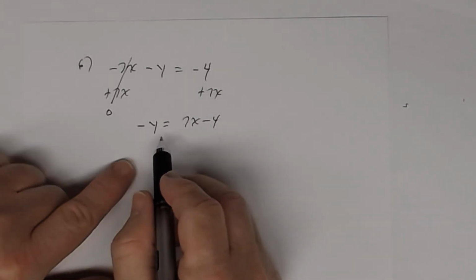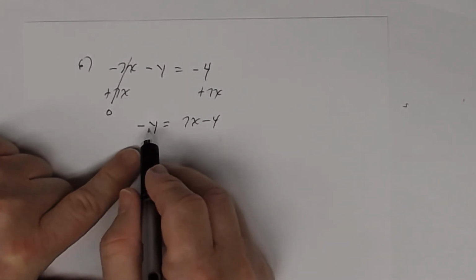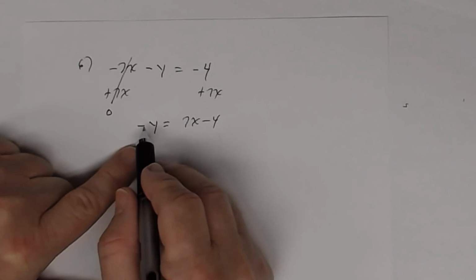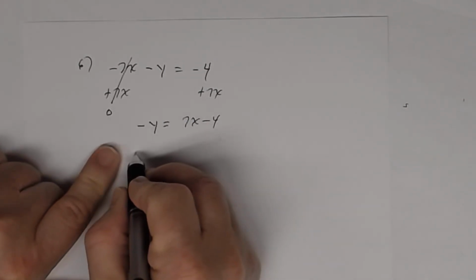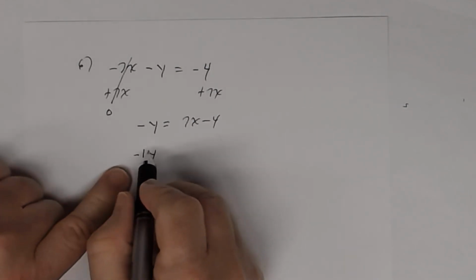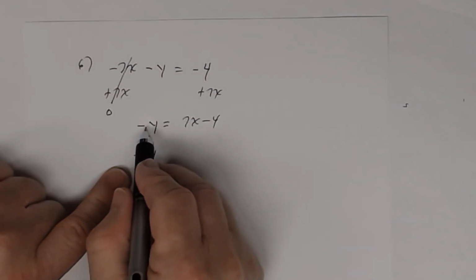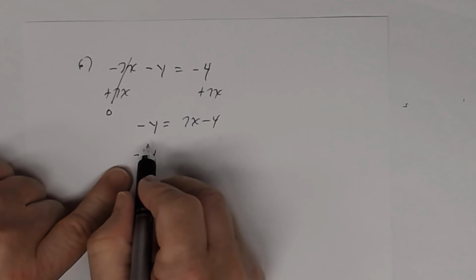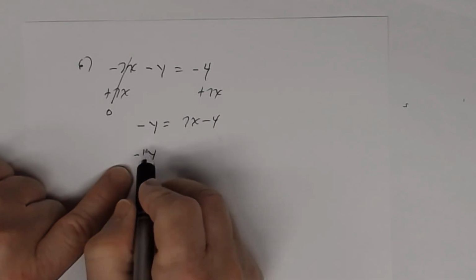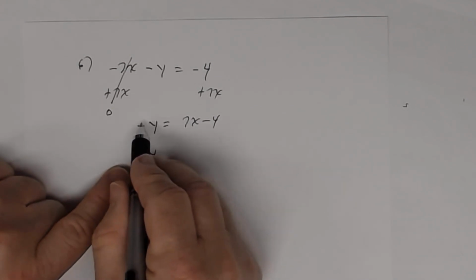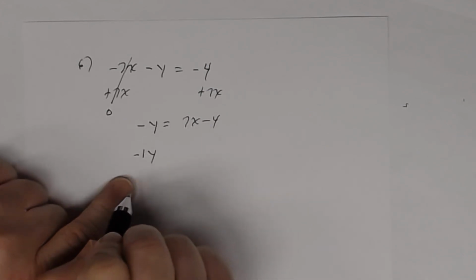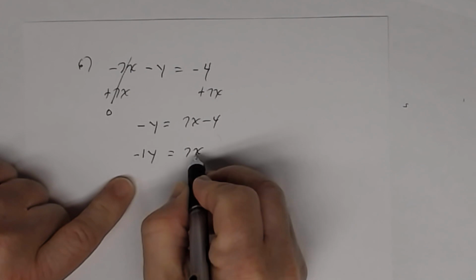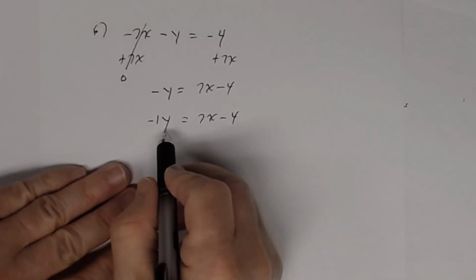Now what some students may want to do is remember that negative y also means the opposite of y, which you can also write as negative 1 times y, because the coefficient of y here is understood to be 1. So it may help if you rewrite this like this. Negative y, opposite of y, is equivalent to negative 1 times y, equal 7x minus 4. And now let's get y by itself.